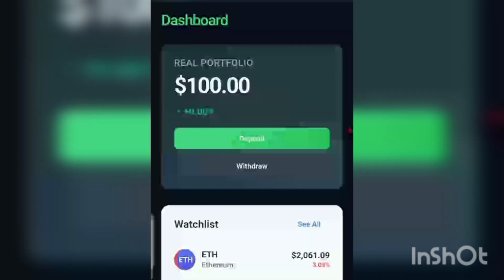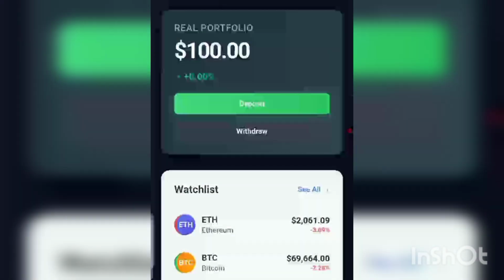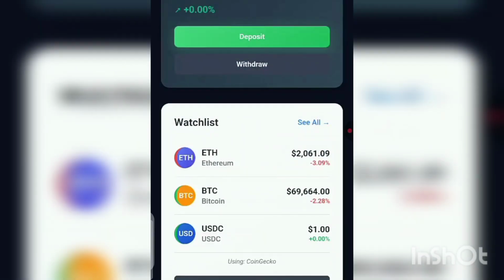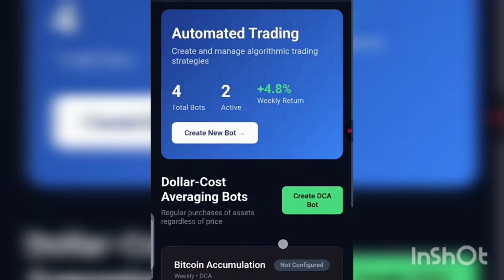So now this particular bot is automated. Once you deposit your money here, it trades for you. The strategy we are using is Bitcoin accumulation. It trades Bitcoin. Whenever the Bitcoin market is stable, it analyzes the market, and once the market is good for trading, it enters the market and makes a whole lot of money.